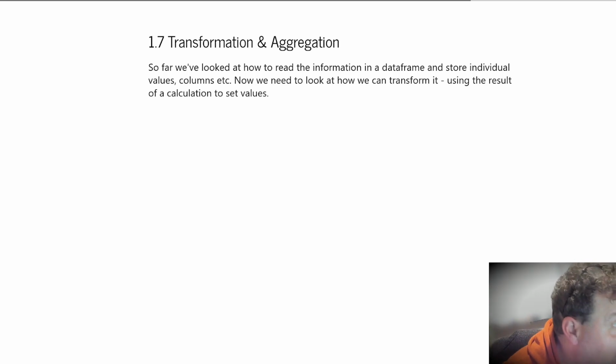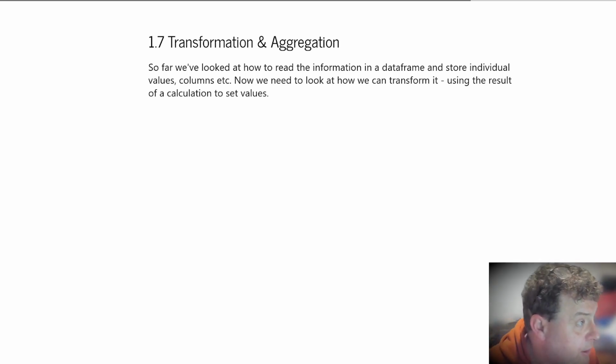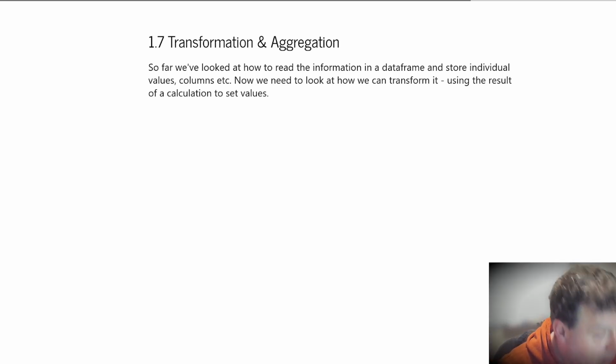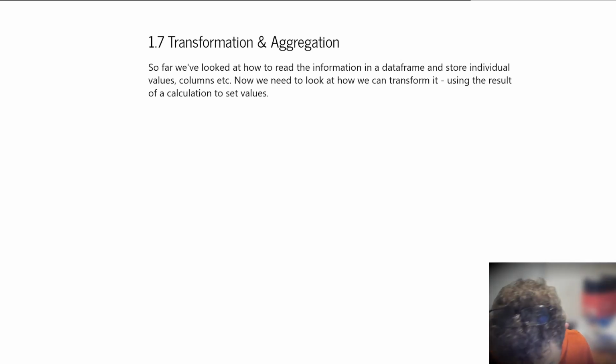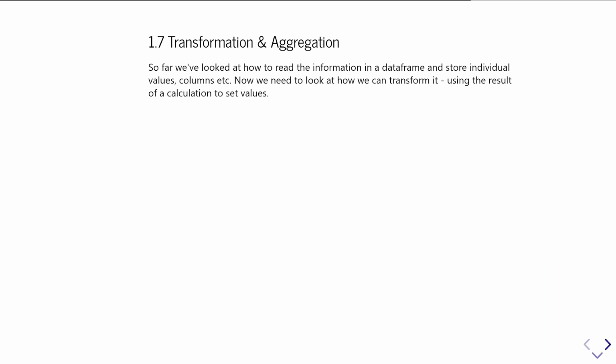So for this part of the unit, I'm going to talk a bit more about one of the more advanced techniques, which is all about transformation and aggregation. So far we've looked at how to read information from the data frame, to store information in individual values in rows and columns, but now we need to look at how to transform it, to use the result of some sort of calculation on the data.